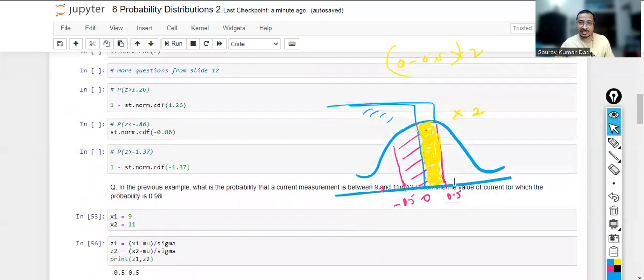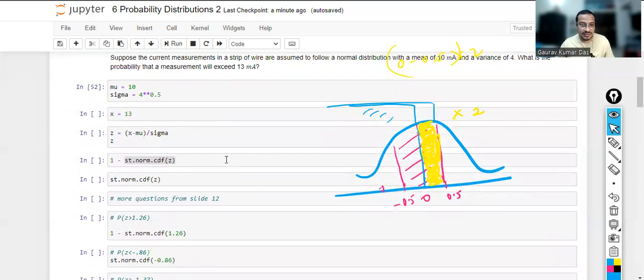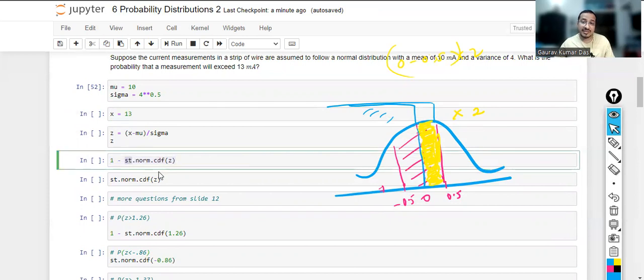PPF, CDF, whatever it is. I have imported stats as st so that it becomes easier to write. But please don't forget this is the stats module from scipy.